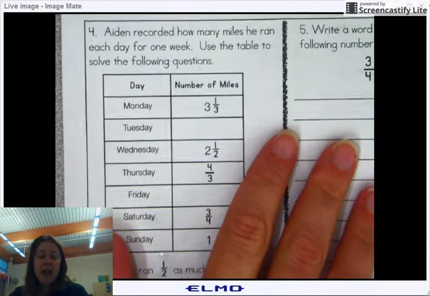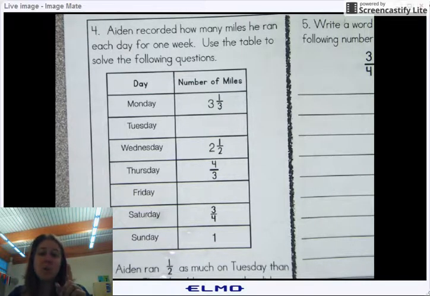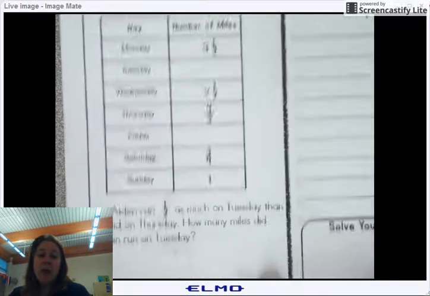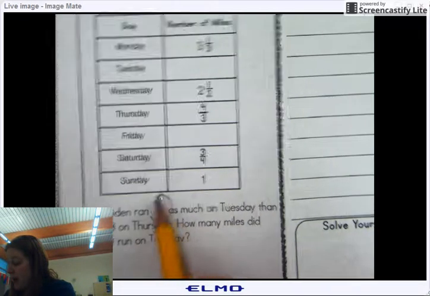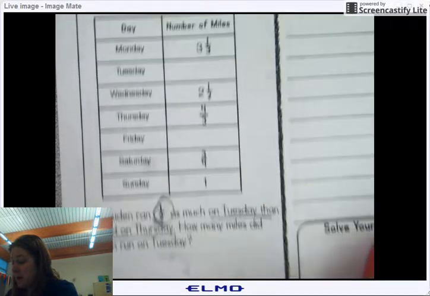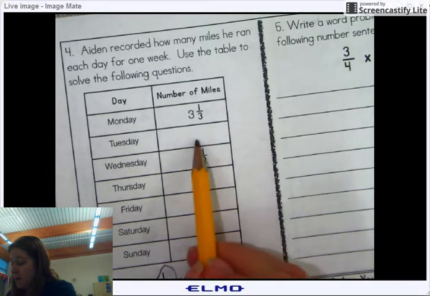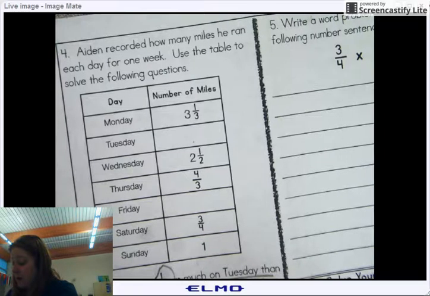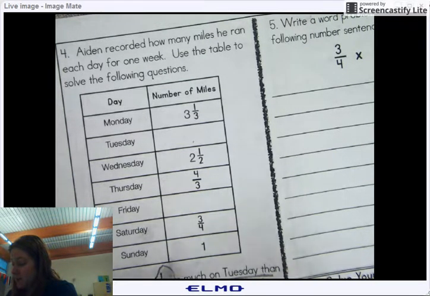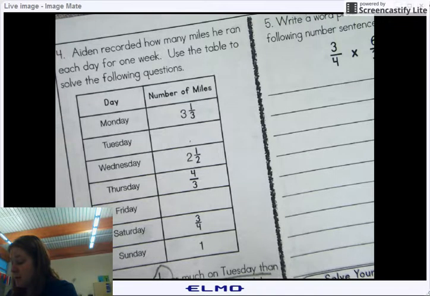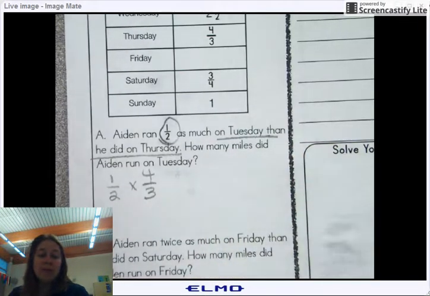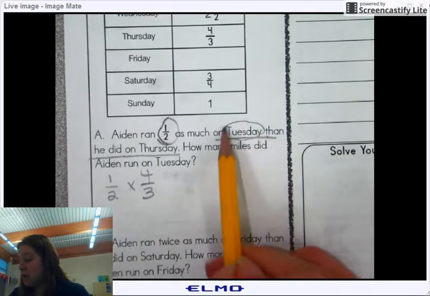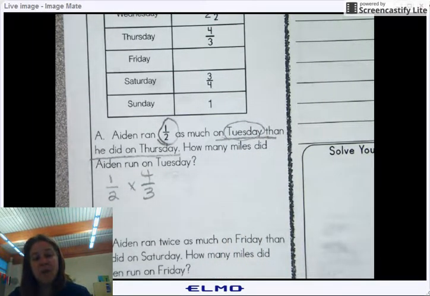This one's a little bit bigger. Aiden recorded how many miles he ran each day for 1 week using the table to solve the following questions. Okay? Aiden ran a half as much on Tuesday as he did on Thursday. So you need to take Tuesday, so he did half as many as he did on Thursday, and you need to times it by 4/3. When you times that by 1/2 times 4/3, you're going to get Tuesday's answer. So if you'll take a moment and solve that, if it turns into being an improper fraction, please simplify that.